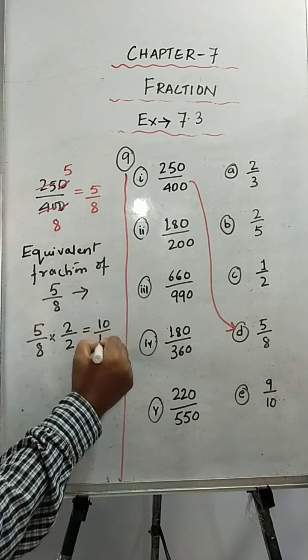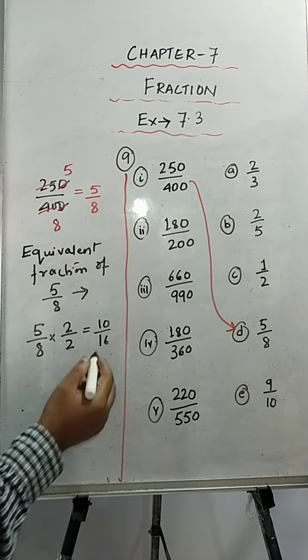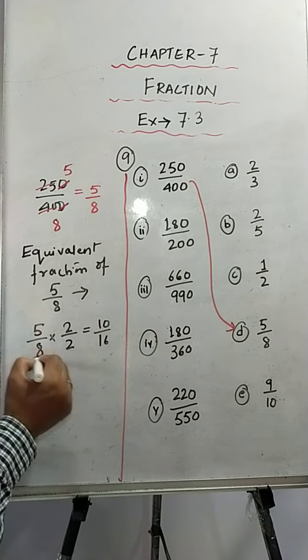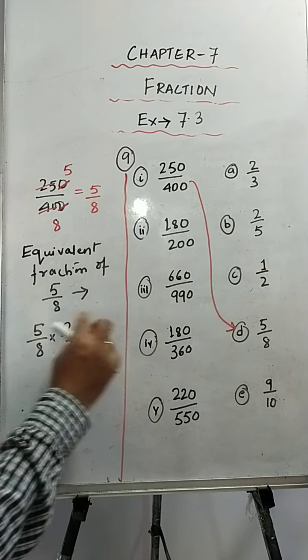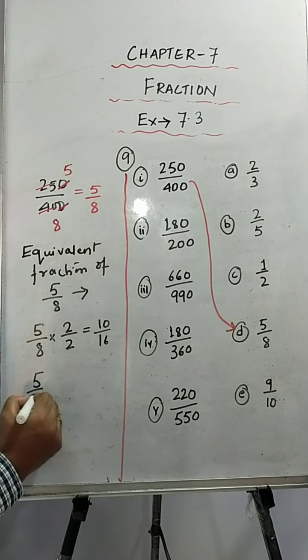That is 10 by 16. So 10 by 16 is equivalent to 5 by 8. Why? Because if you reduce it, you will again get 5 by 8 only. So 10 by 16 and 5 by 8 are equivalent to each other. What is the next equivalent fraction then?